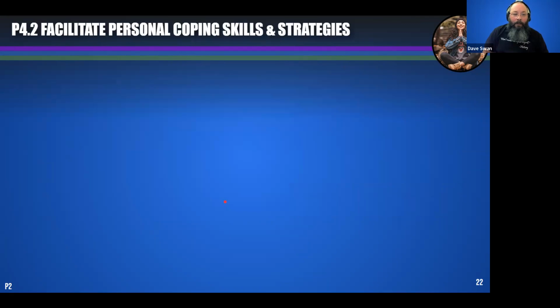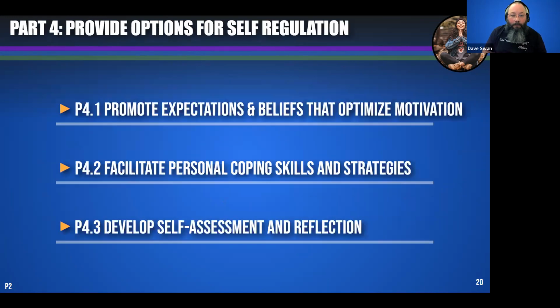Moving on. The second part of this is we want to facilitate personal coping skills. Let me back up for a moment. So we just talked about promoting expectations and beliefs that optimize motivation. And we're at 10:45. So I think we might be able to get through this self-regulation. So we want to facilitate personal coping skills and strategies. Thinking of that word facilitate, I almost like to think in terms of being a catalyst for how students develop their own coping skills and strategies. So let's move on to that.